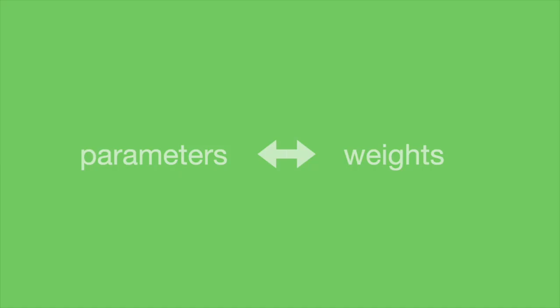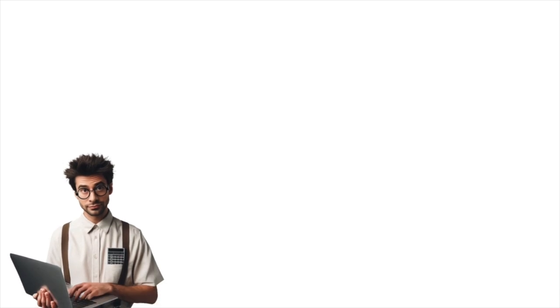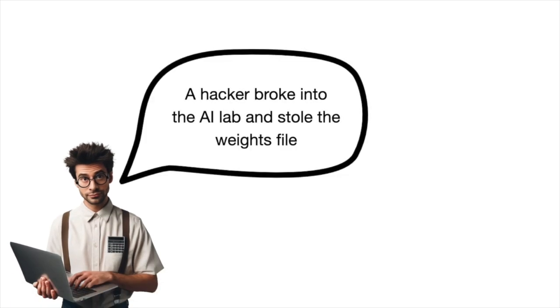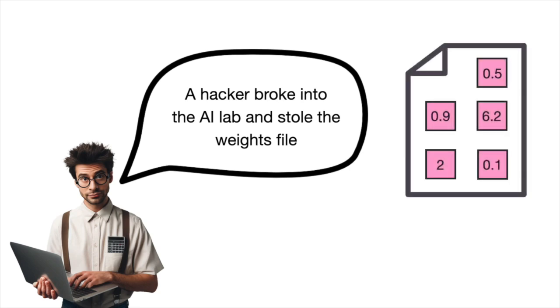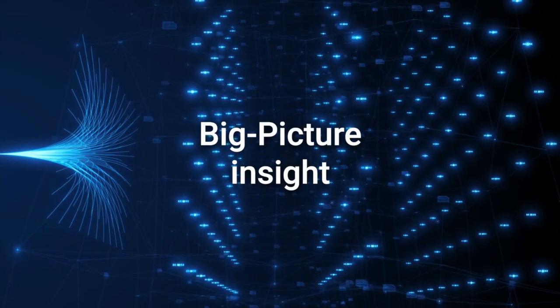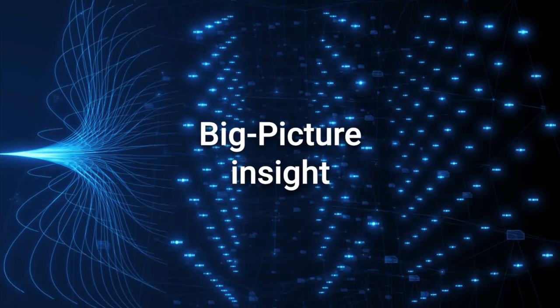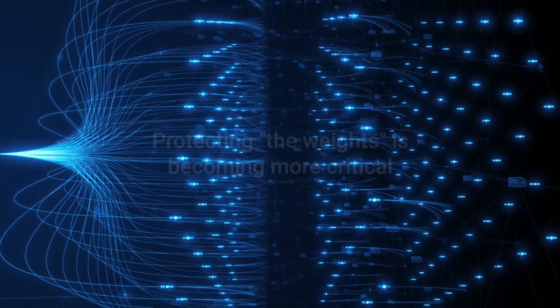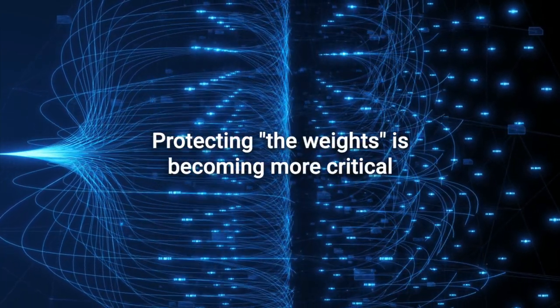that's not the same. For example, you will hear things like, "A hacker broke into the AI lab and stole the weights file." What they mean is that they've stolen the whole parameters file with all the values of the weights and the biases. And I'm making this clarification because you are going to hear this kind of conversation more and more. Because actually protecting the weights is becoming more and more critical.